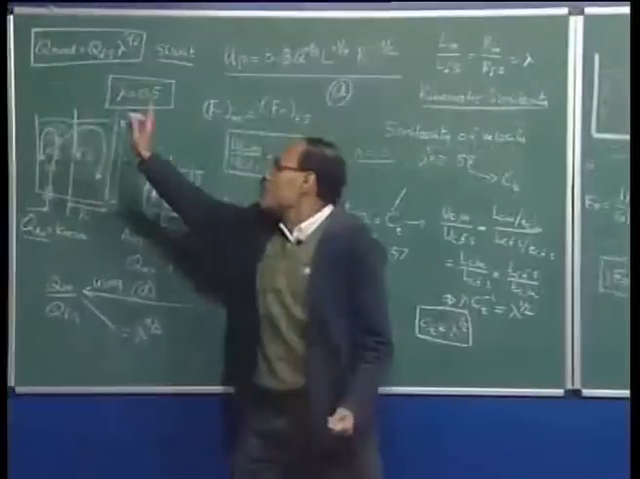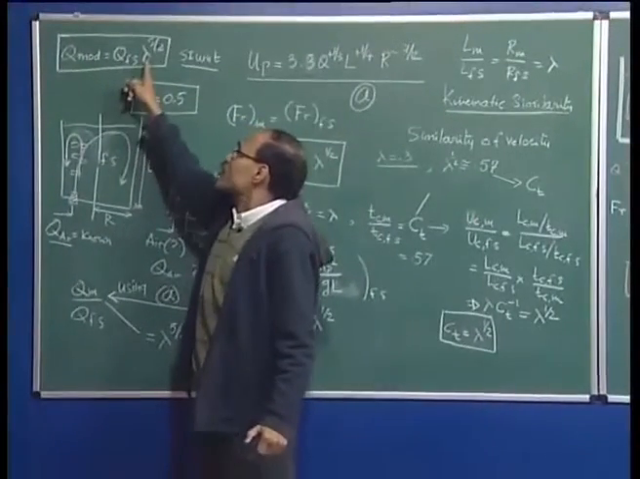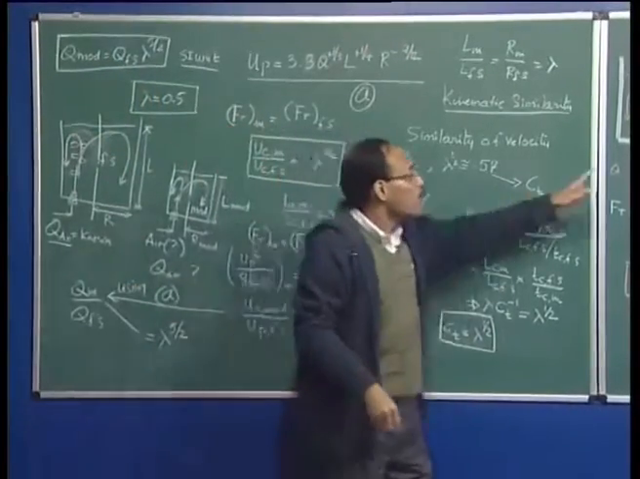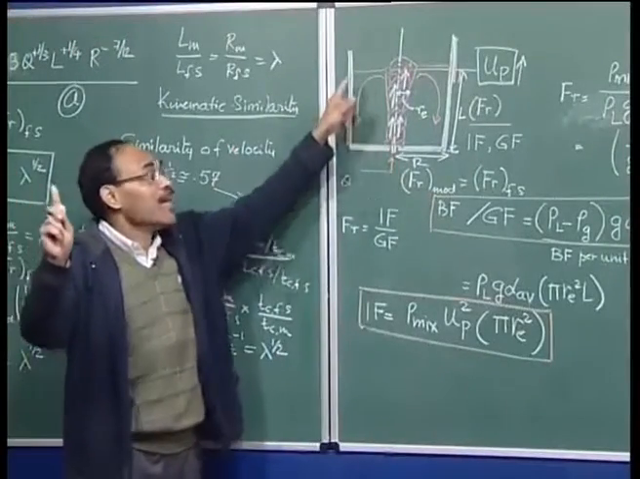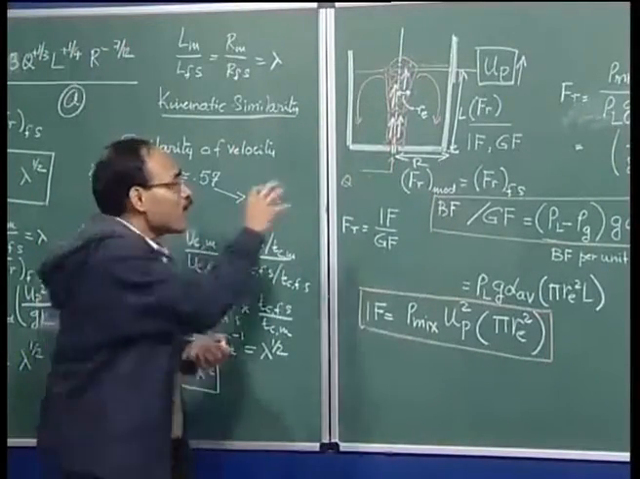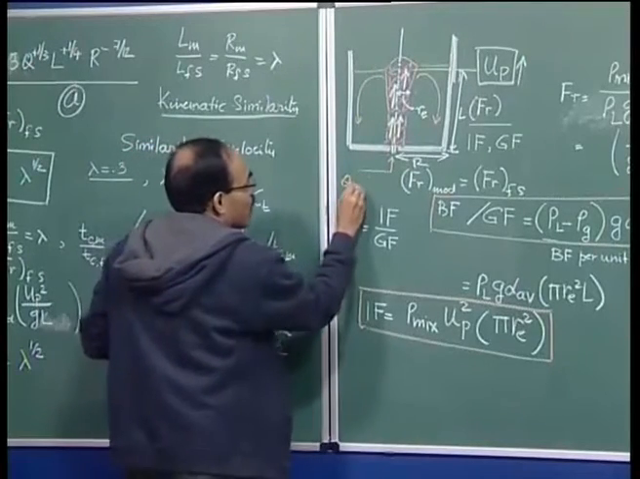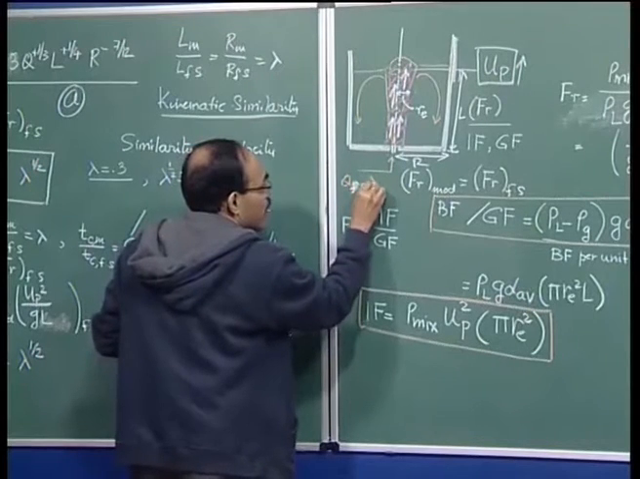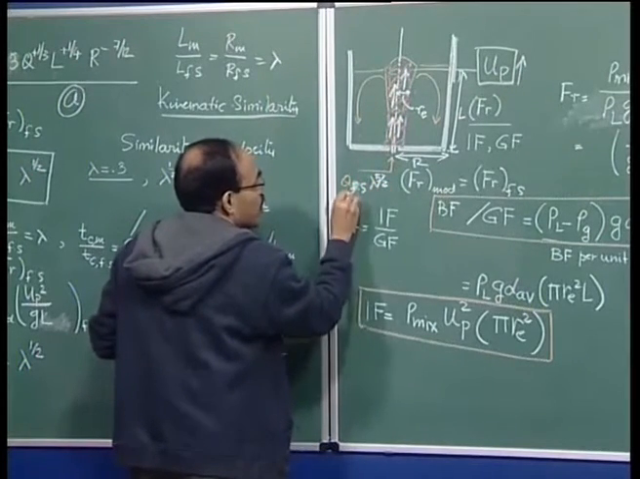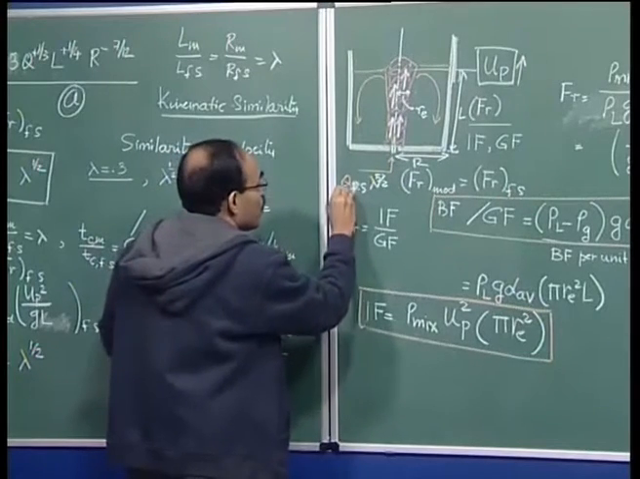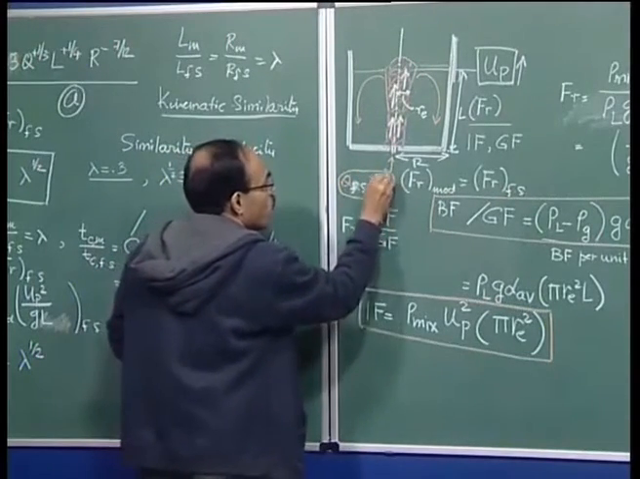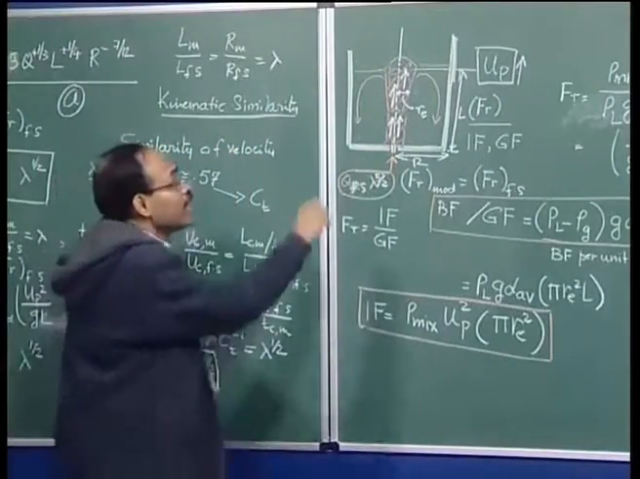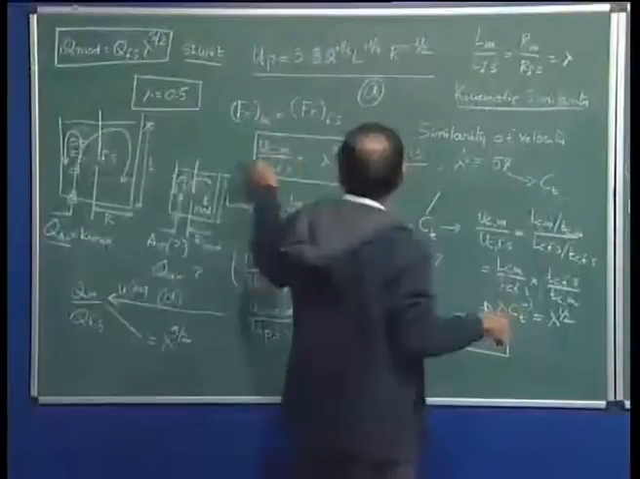So, corresponding to the full scale flow rate and the chosen scale factor, you are going to have the model flow rate, and with that model flow rate you will ensure dynamic similarity between the two. So, the flow rate that you are going to use is Q full scale into lambda to the power 5 by 2, and that is the flow rate you are going to introduce, and if you use this flow rate, then this system is going to be dynamically similar with the full scale.